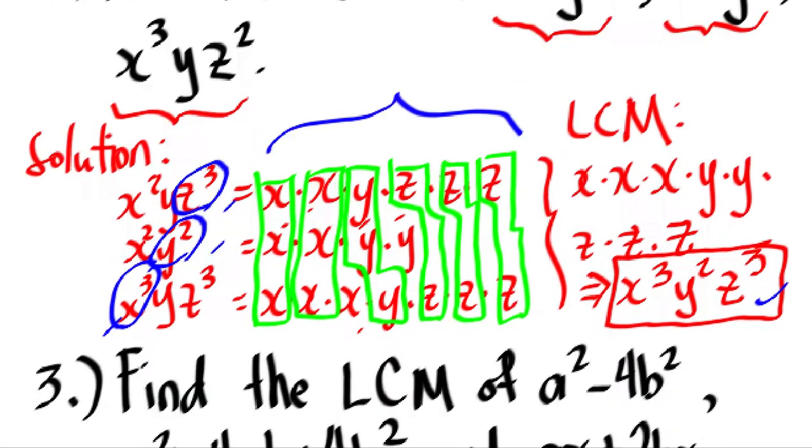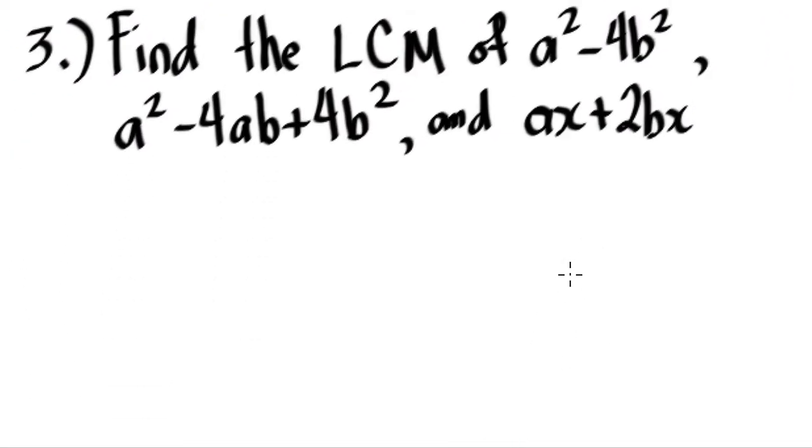Let's go to number 3 now. Now for number 3, here it goes. And then we're going to apply some factorization along the way. So number 3, find the LCM, the least common multiple of a squared minus 4b squared, a squared minus 4ab plus 4b squared, and ax plus 2bx. So let's write the solution for this.